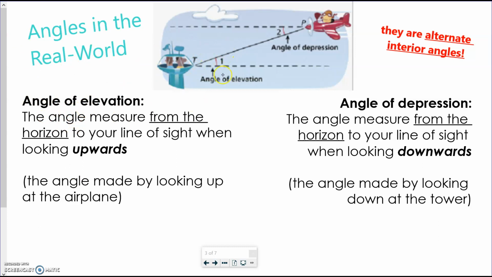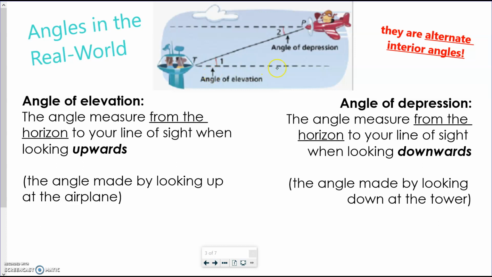Now the angle of elevation here, as we can see, is essentially the angle measured from the horizon, which is again just this straight line right here, to your line of sight, which is your eyes, and it's the angle when you look up. So if you have a straight line looking out right here, and you look up at this line right here, the angle of elevation is essentially this angle measurement right here.